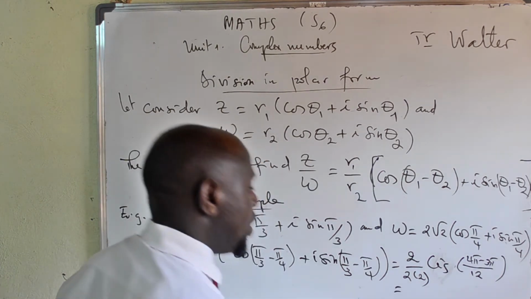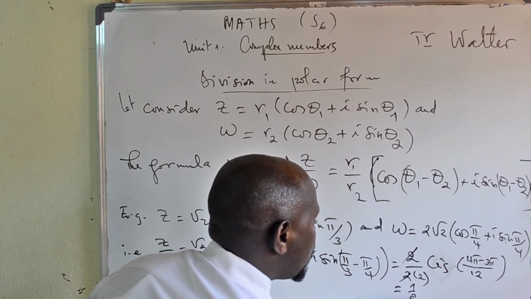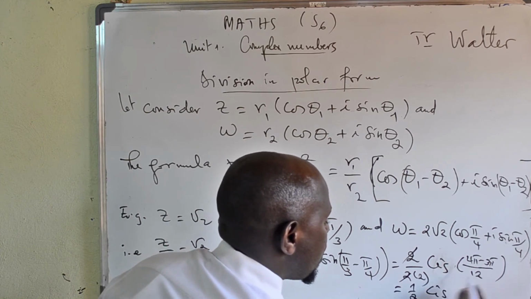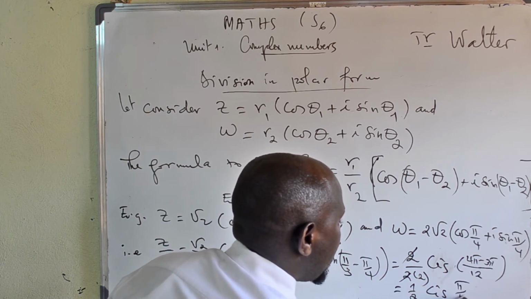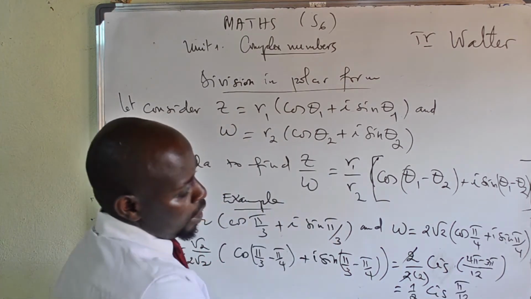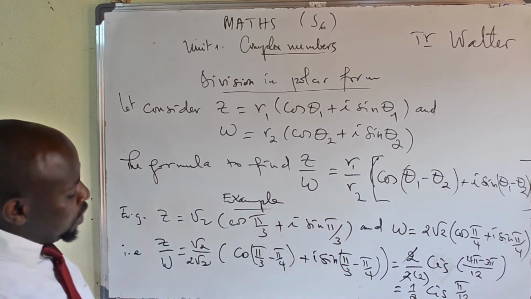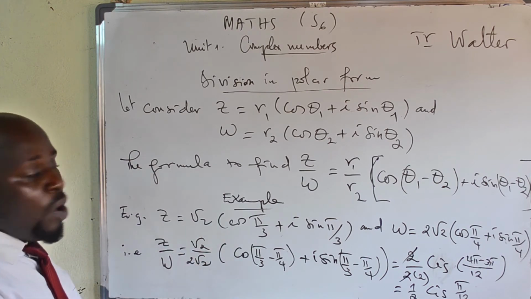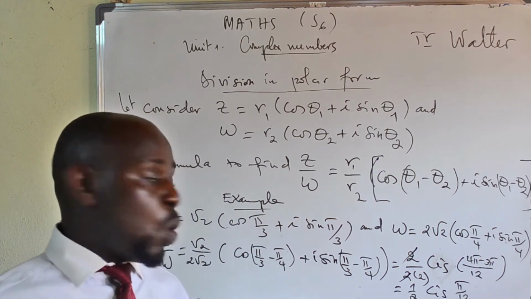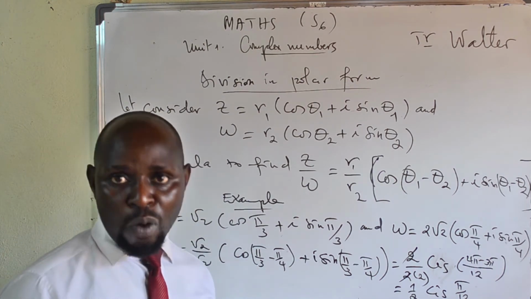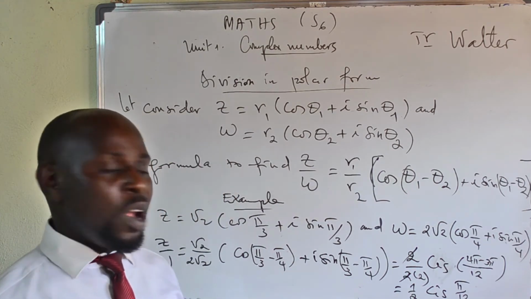And here, if I simplify, I will get 1 over 2 cis of 4 pi minus 3 pi, which gives pi over 12. Ladies and gentlemen, this will be the result. This will be the quotient between these two complex numbers z and w. This is how we find the quotient of two complex numbers in polar form, which is different from how we do it when it is in algebraic form.